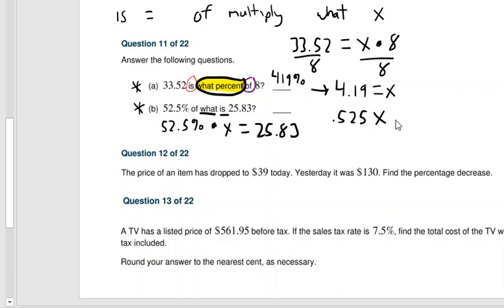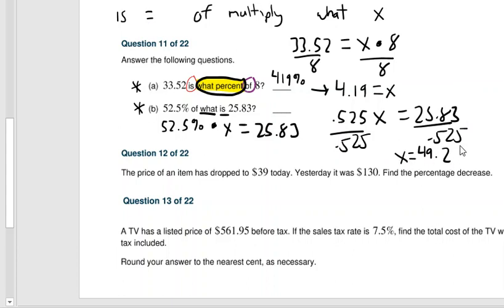So 0.525 times x equals 25.83. And then all we have to do is divide by 0.525 on both sides. Okay, and that gives us 49.2. Okay, so this should be 49.2.